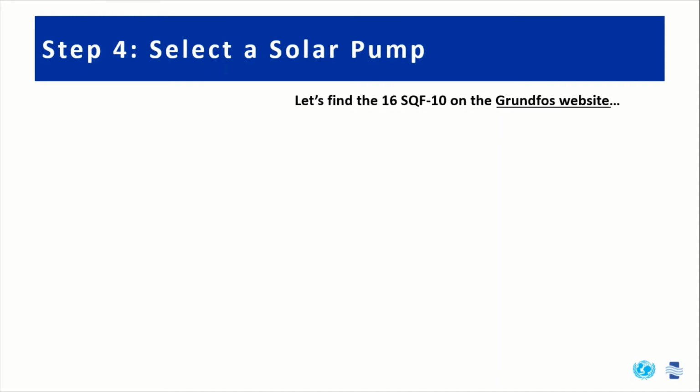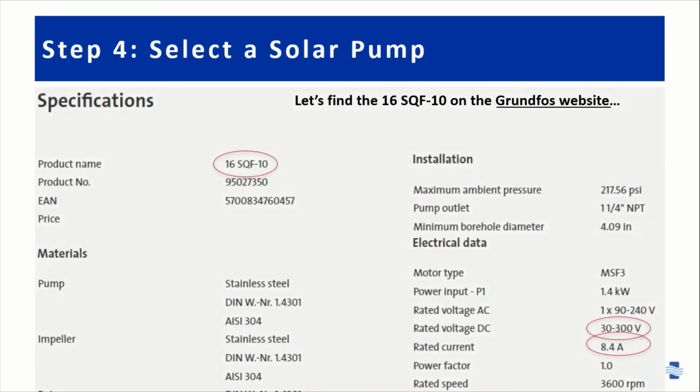You could find information on this pump, the 16 SQF-10, on the Grundfos website. This would show you the specifications for the pump, such as the product name, product number, also key electrical data, such as the DC rated voltage range of 30 to 300 volts, and also the rated current of 8.4 amps. These are important factors to consider when doing electrical design and solar design for this pump. So let's take a look at the solar powered water system design tool to see how we'd enter this information.